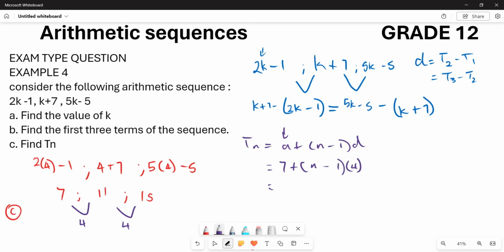And when you are finding the Tn now, this is going to be 7 plus 4n. Remember, you are distributing the 4 on this side, right? So this is 4n minus 4. So the value of your Tn is going to be 4n plus 3, because 7 subtract 4 is 3, right? So this is going to be 4n plus 3.